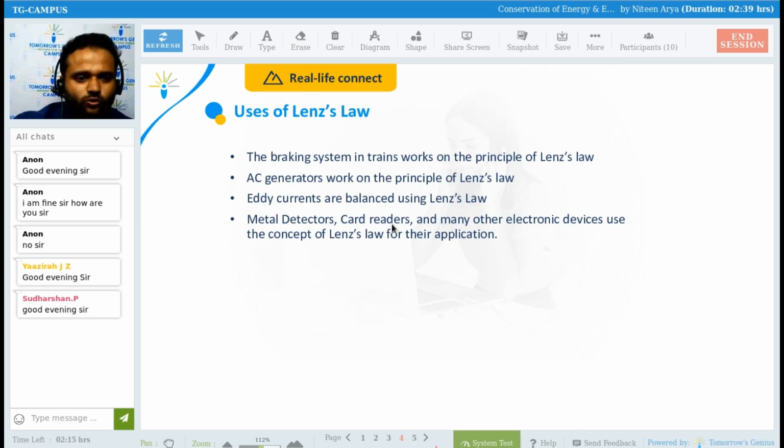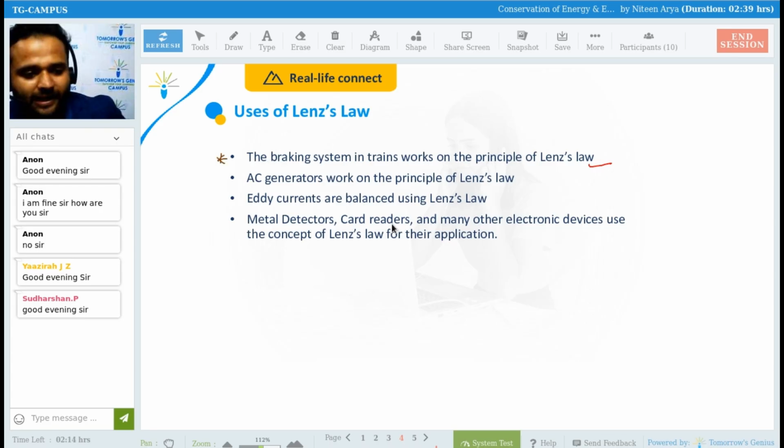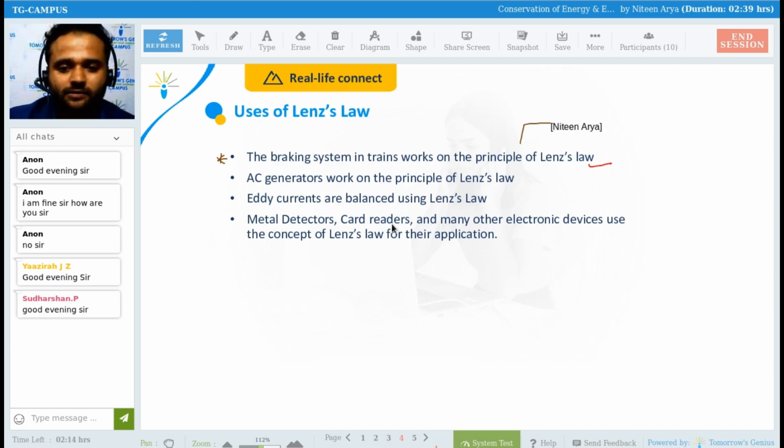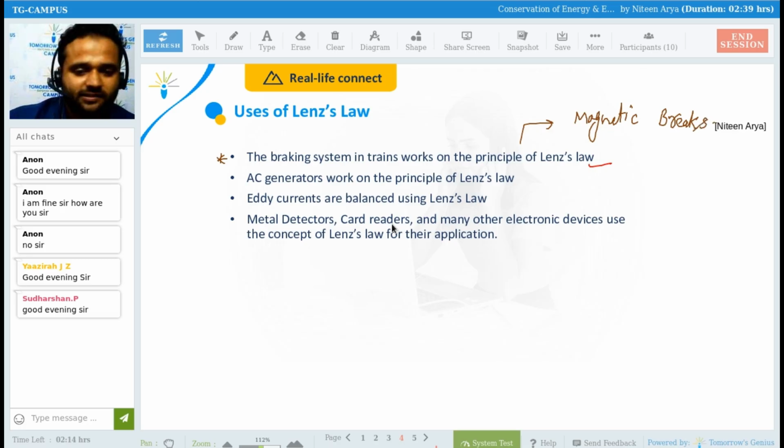Okay. So now these are the uses of Lenz's law. The braking system in a train works on the principle of Lenz's law, and that is very important. Maybe you have heard the name bullet train, which runs at very high speed with electricity. There we use magnetic brakes. Not brains, I'm saying magnetic brakes. Magnetic brakes apply this particular principle. Okay, an AC generator works on the principle of Lenz's law.